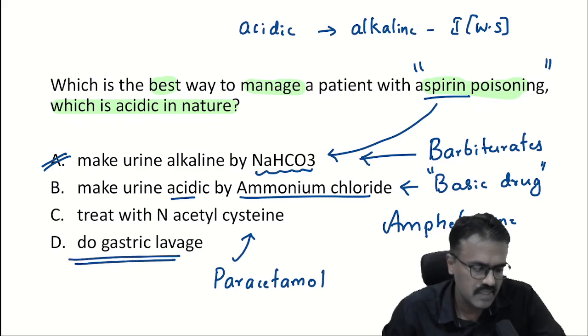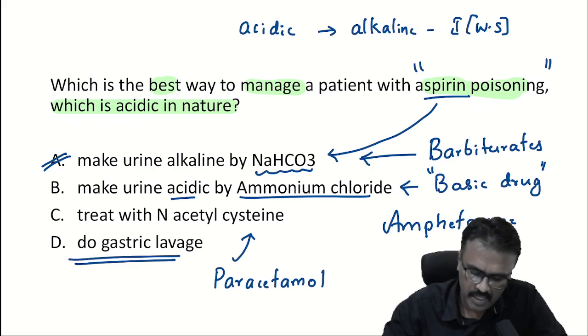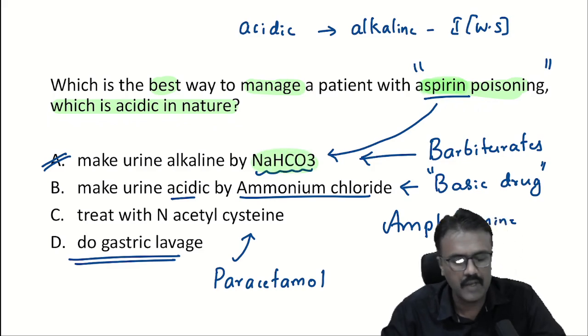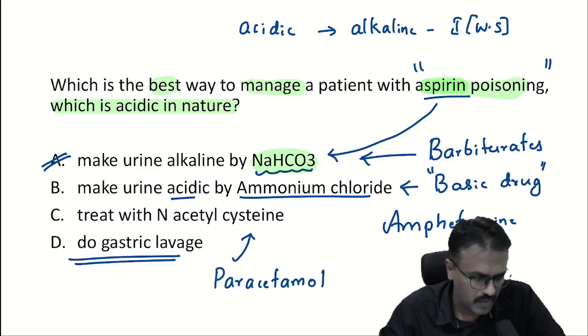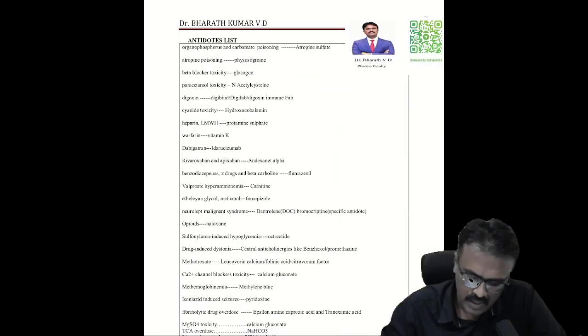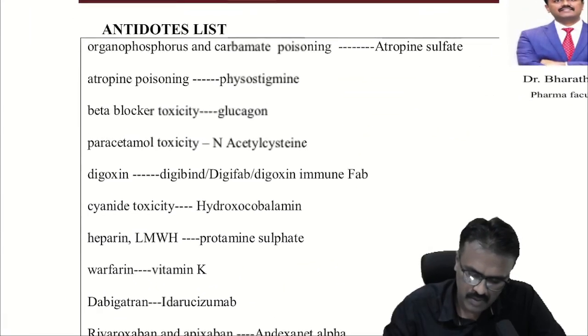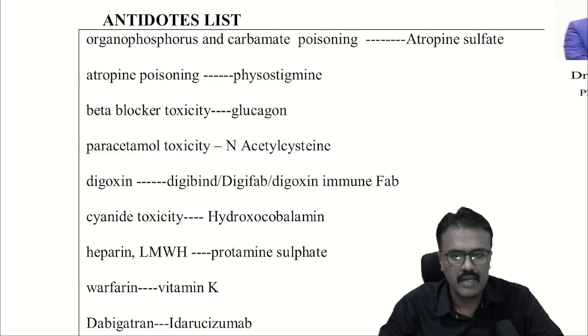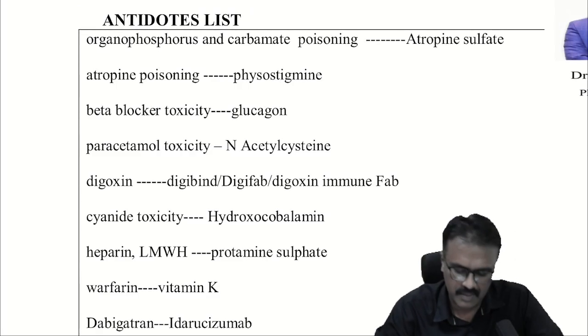So what is the message we get from this? What is the treatment for aspirin poisoning? We give sodium bicarbonate to make the urine alkaline. Okay, I hope you understood this. Now, why did we take up this question? Because antidotes are a must know for FMGE exams.